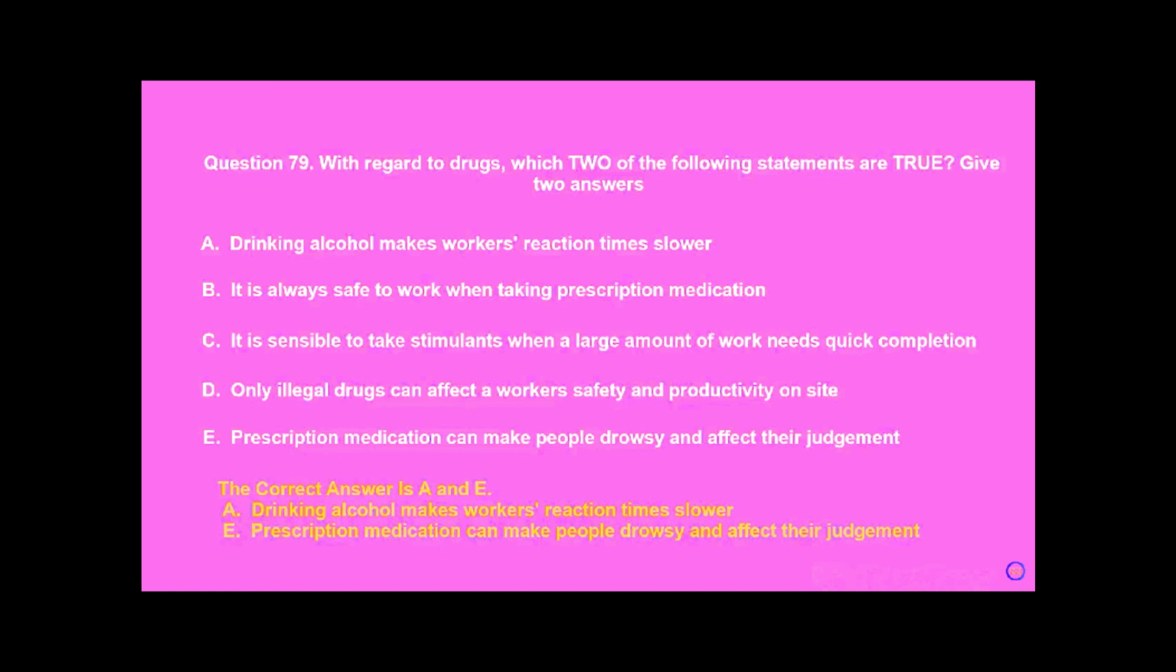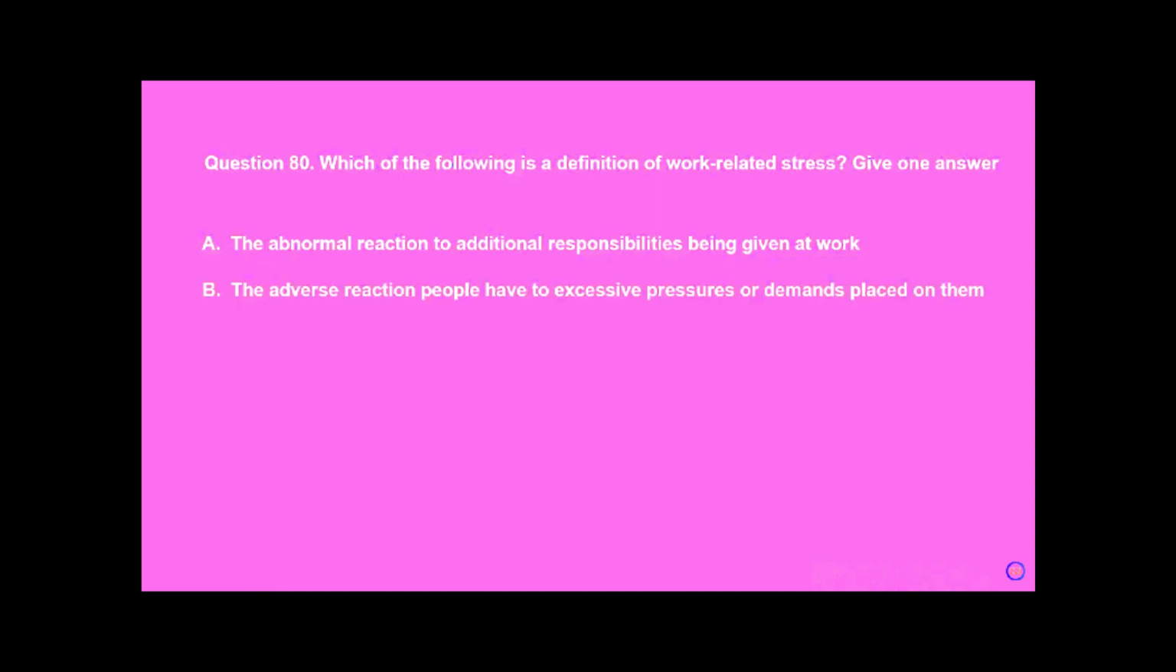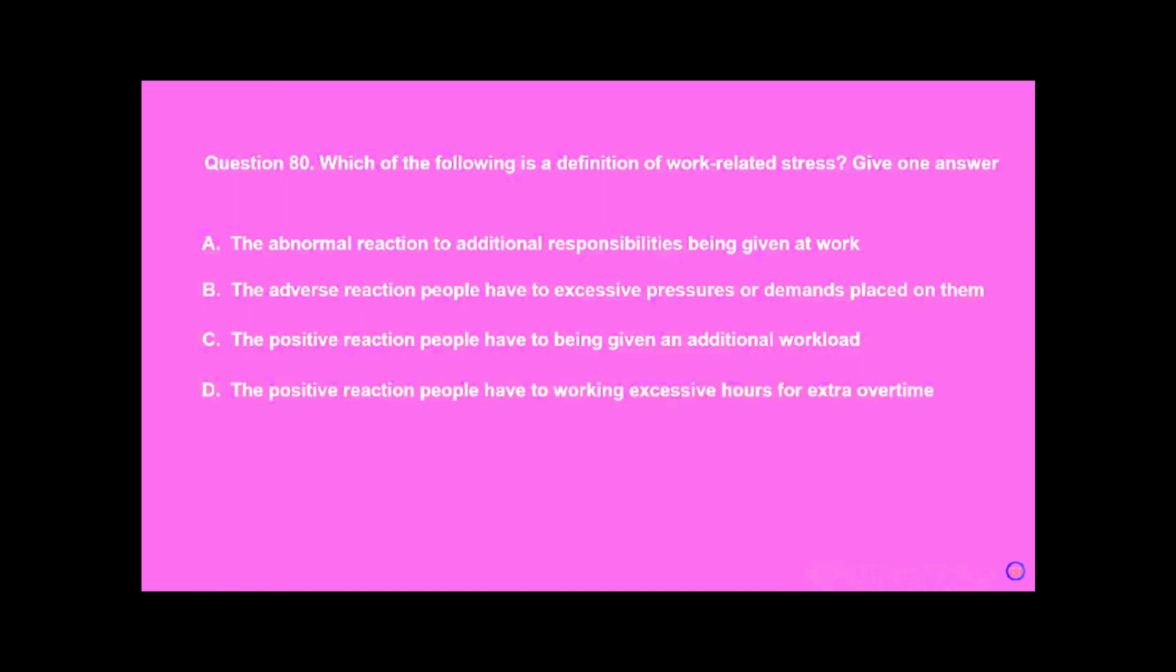Question 80. Which of the following is a definition of work-related stress? Give one answer. A. The abnormal reaction to additional responsibilities being given at work. B. The adverse reaction people have to excessive pressures or demands placed on them. C. The positive reaction people have to being given an additional workload. D. The positive reaction people have to working excessive hours for extra overtime. The correct answer is B. The adverse reaction people have to excessive pressures or demands placed on them.